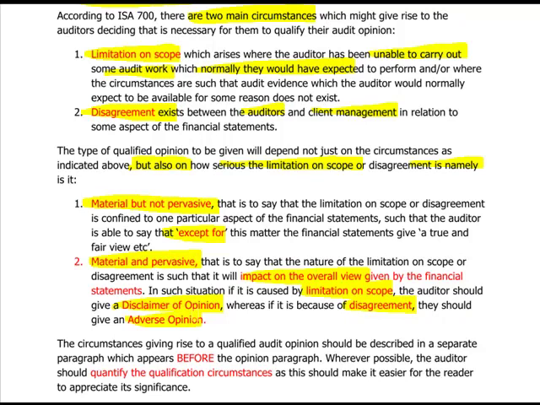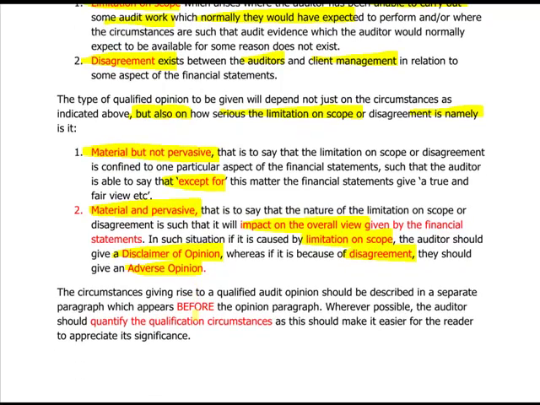Okay? Now, another key thing is the circumstances giving rise to a qualified audit opinion should be described in a separate paragraph before your audit opinion. Wherever possible, the auditor should quantify their qualification circumstances, as this should make it easy for the reader to appreciate its significance.